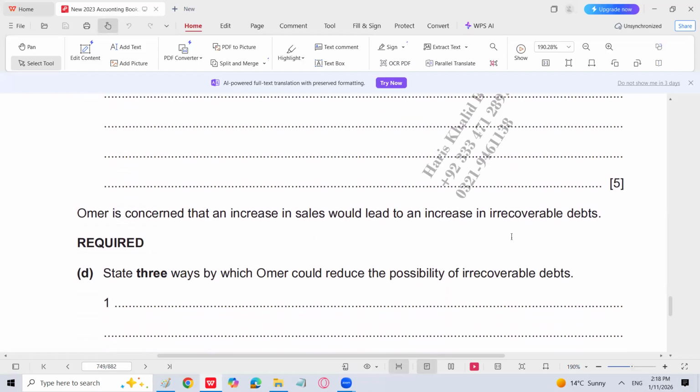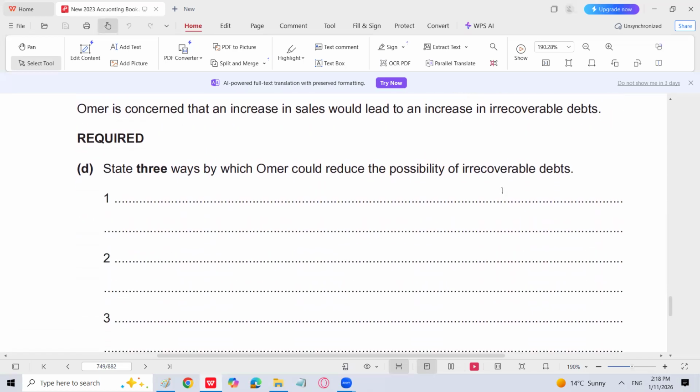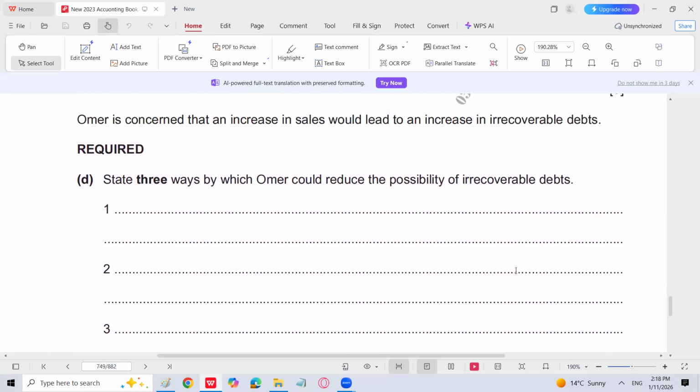Umar is concerned that an increase in sales would lead to an increase in irrecoverable debts. State 3 ways by which Umar could reduce the possibility of irrecoverable debts. So he can give discount to the credit customers so that they may pay early, quickly, right? Then he can start selling for cash also, including credit, so that the chances of bad debts should decrease.